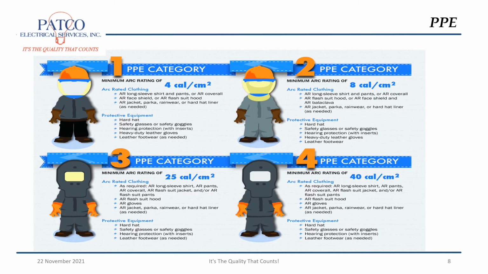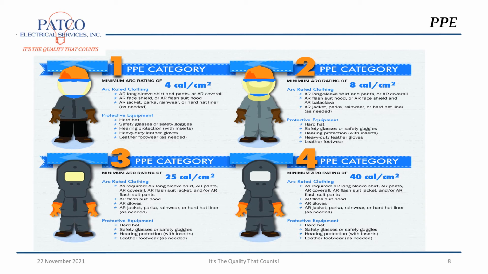Category 4 is 40 calories per centimeter squared minimum arc rating. Clothing is going to be as required: arc rated long sleeve shirt, pants, coveralls, flash suit jacket and/or flash suit pants, arc rated flash suit hood, arc rated gloves, and arc rated jacket, parka, rainwear, hard hat liner as needed.